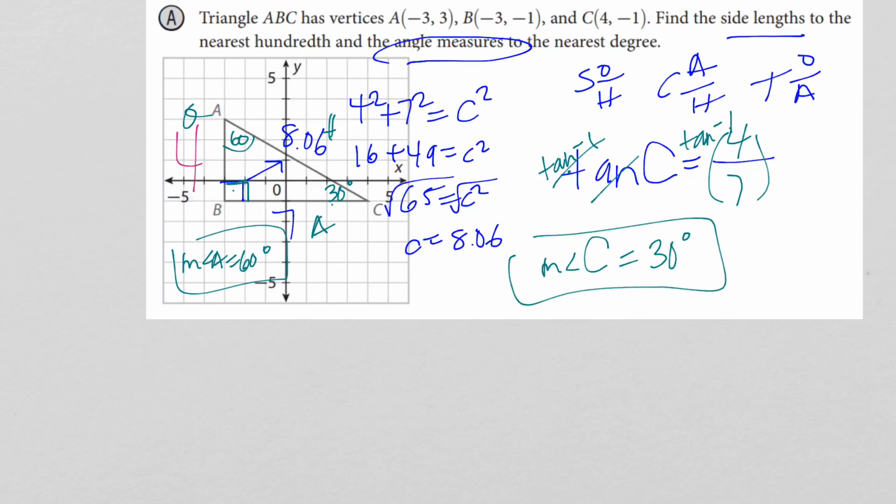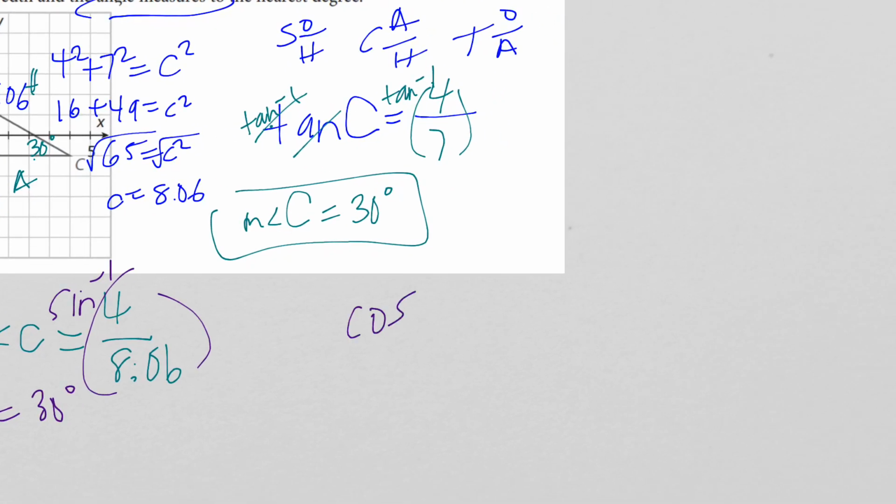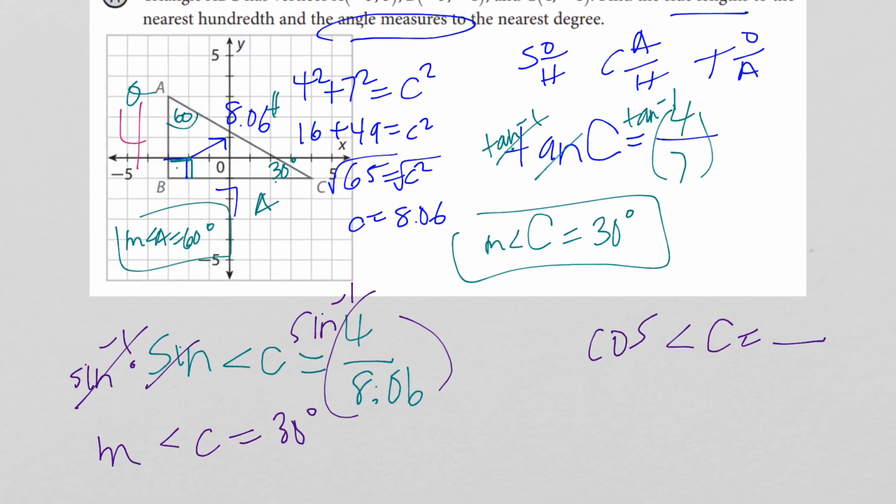If you didn't want to use tangent, you could have used sine. So sine of angle C is equal to O over H, using C again. And then you would multiply by the inverse function of sine. Right? And then sine with the inverse function would cancel, and you would get the measurement of angle C is still approximately 30 degrees. And if you didn't want to use sine and you wanted to use cosine, it would be the same thing. Cosine of angle C is equal to A over H. So A is 7, H is 8.06.